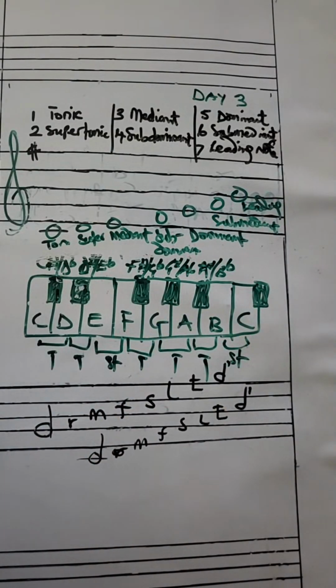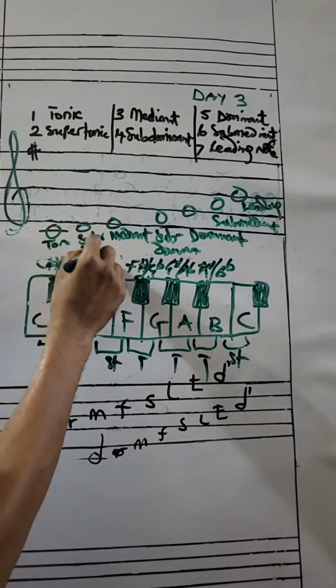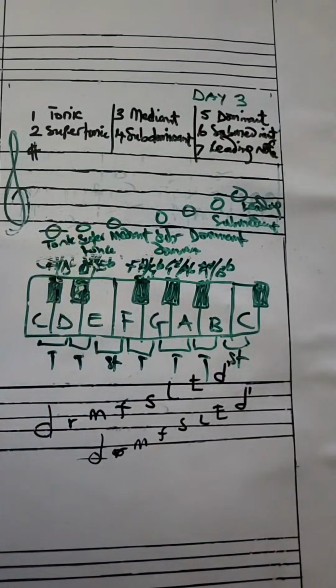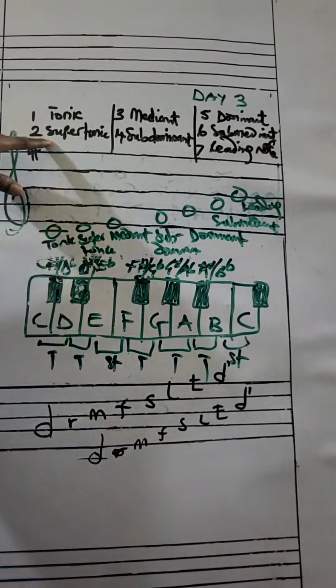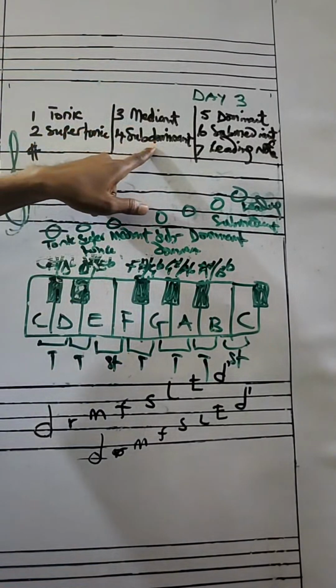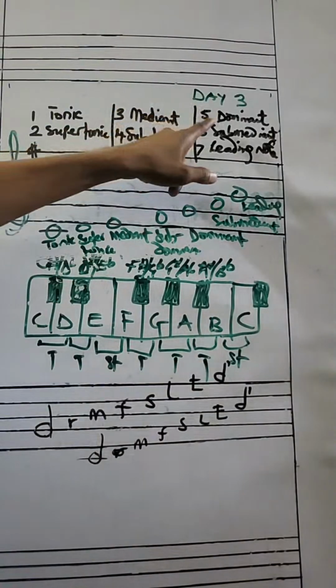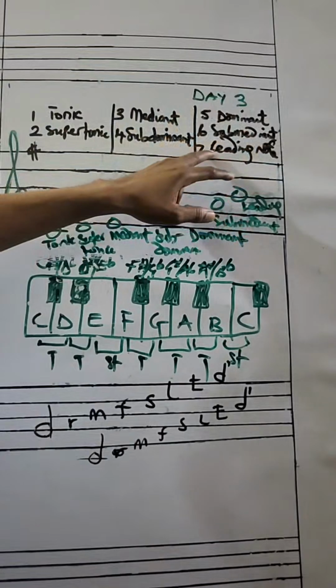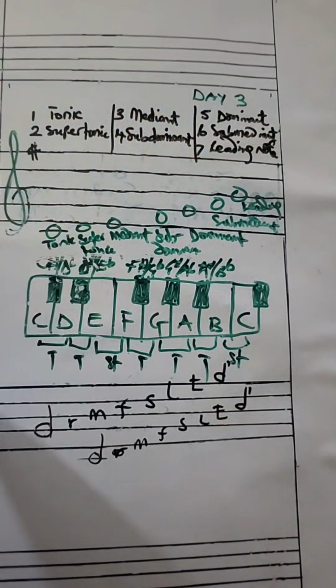Know this and have peace. This is my supertonic. This is my tonic. So my first degree is my tonic. My second degree is my supertonic. My third degree is my median. My fourth degree is my subdominant. My fifth degree is my dominant. My sixth degree is submedian. Seventh degree is leading note.